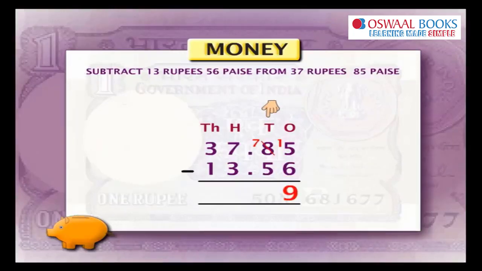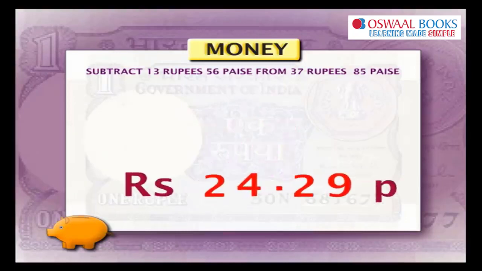Subtract tens column next. 7 minus 5 is equal to 2. Write 2 below the tens column. Subtract hundreds column. 7 minus 3 is equal to 4. Write 4 below the hundreds column. Subtract thousands column. 3 minus 1 is equal to 2. Write 2 below the thousands column. Now place the dot in the answer below the dot column. We get 24.29, that is 24 rupees and 29 paise only.